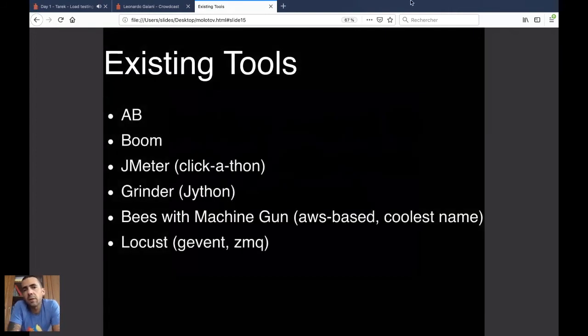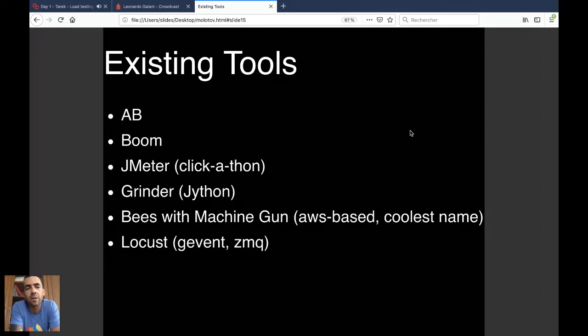So there are a lot of existing tools out there. You have Apache Bench. You have Boom, a tool I've written, which is similar to Apache Bench. There is another tool called JMeter, which is written in Java. I tried to use it a few years ago, but it's a bit of a mess because you have to use your mouse to write actual tests, and it's a big mess to do proper testing with it. There is another one called Grinder, which is pretty cool.